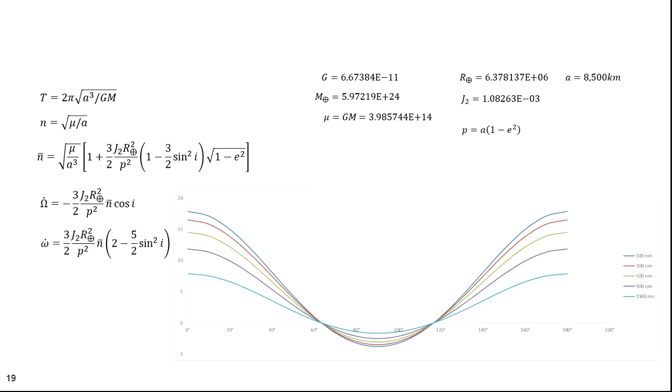Here's what the shift in the argument of perigee looks like at various altitudes. Notice that the effect diminishes at higher altitudes. At 500 nautical miles of altitude, an orbit that's inclined 30 degrees will experience a shift of about 10 degrees per day. That's a total revolution about every 36 days. With this equation of 2 minus 5 halves sine squared i equals 0, the shift will be 0. That's true for i equals 63.435 degrees and i equal to 116.565 degrees.